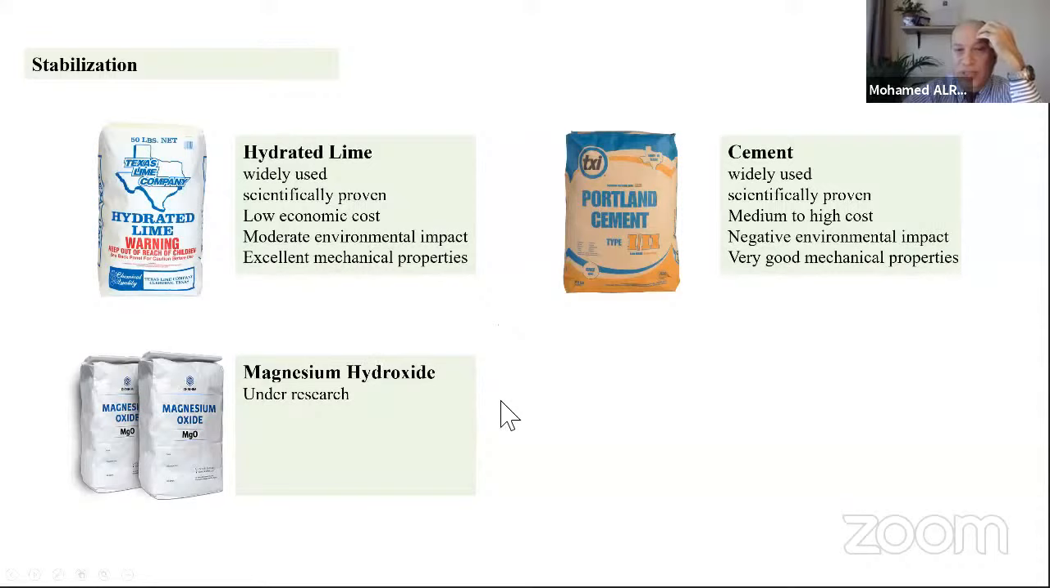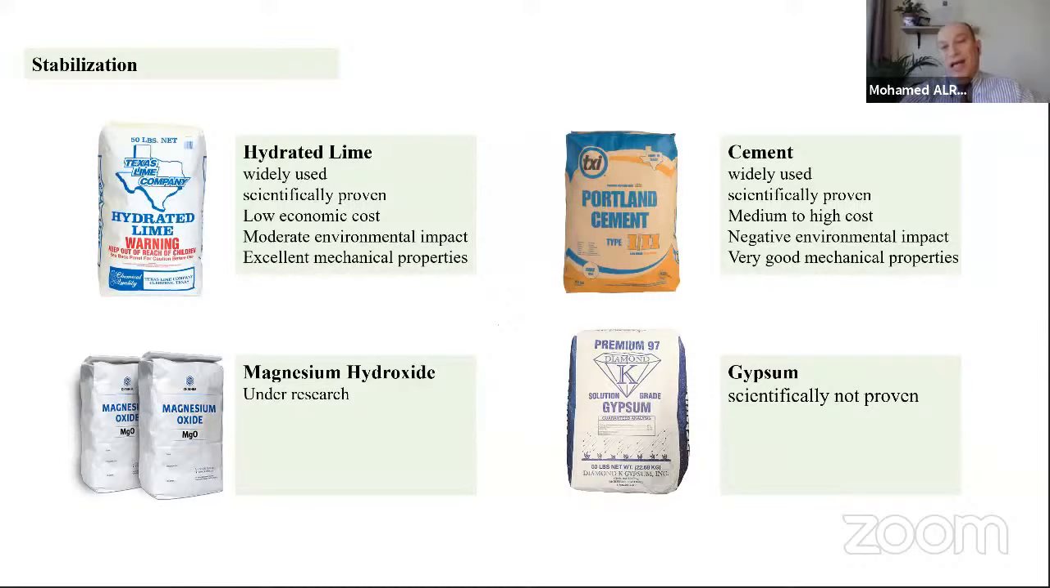The fourth stabilizer is gypsum. Actually, I'm sorry to say that gypsum is not sufficiently scientifically proven yet. We don't know exactly what type of chemical reactions happen when you add gypsum to soil that contains a clay component. This is why I say it is not scientifically proven yet. It was used, but it is not widely spread, by the way. And if you search over the internet, you will find very few papers talking about gypsum as a soil stabilizer. What I mean by gypsum, the chemical formula, is calcium sulfate.